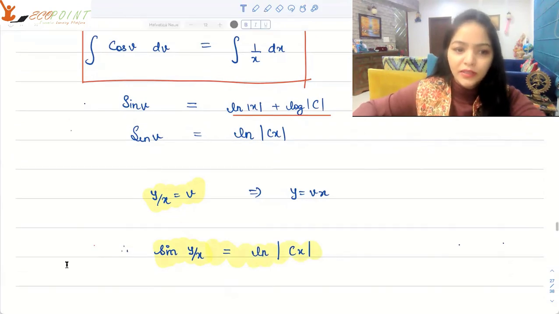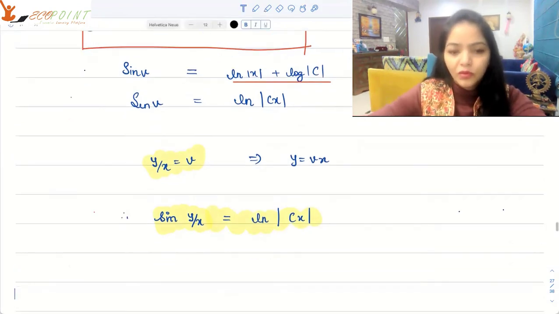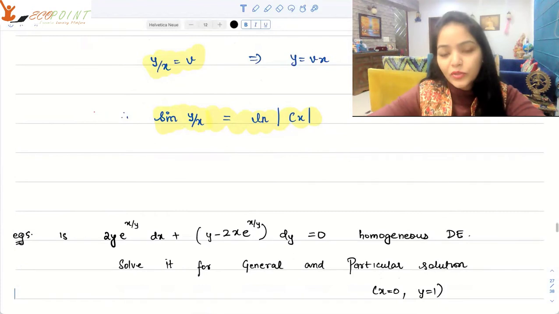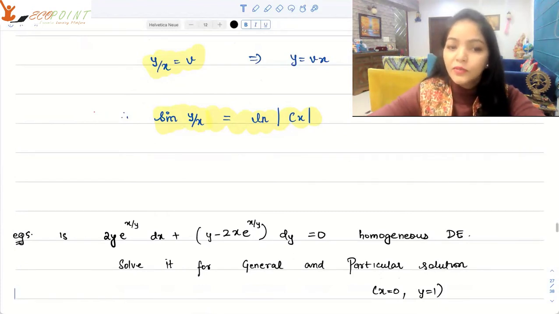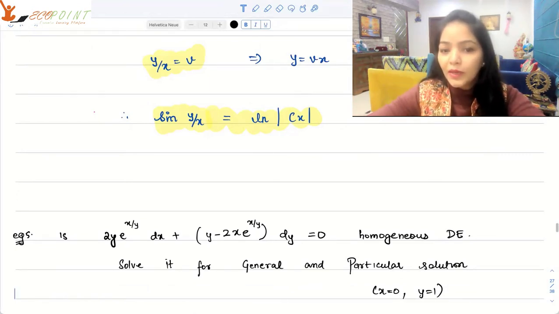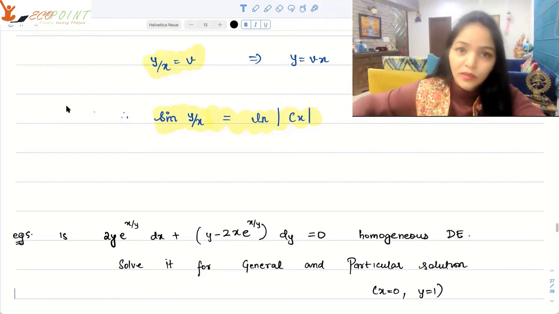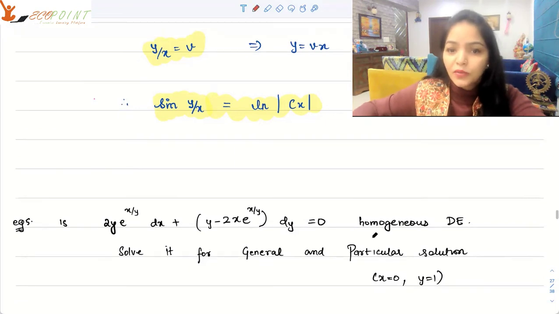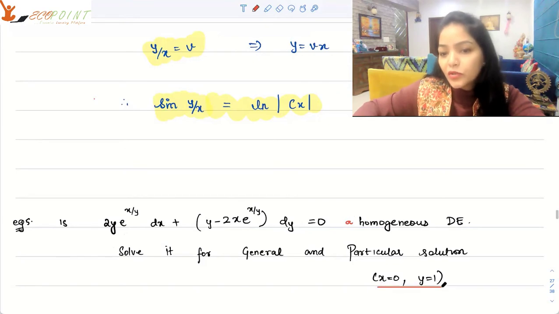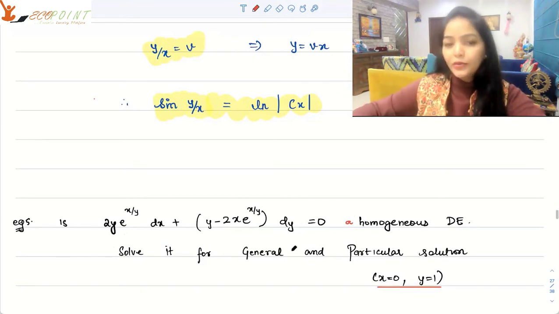That's the solution to the given differential equation. Let's also take another example of homogeneous differential equations. Is 2y e^(x/y) dx plus (y minus 2x e^(x/y)) dy equal to 0 a homogeneous equation? Solve it for the general and particular solution. For the particular solution, use x equals 0, y equals 1.